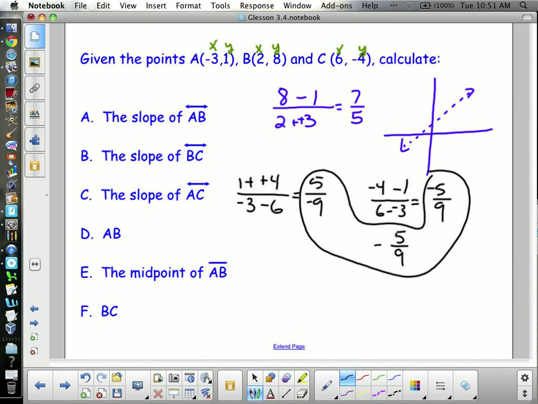Then you did the x's on top and the y's on bottom. You flipped it. Y's always on top. Okay? So for slope, y's always have to be on top. That's just the way it is.